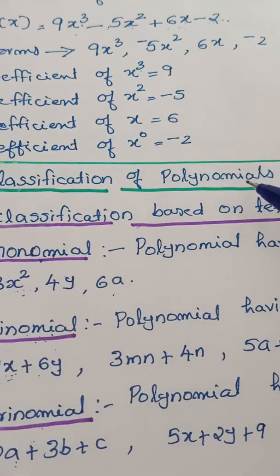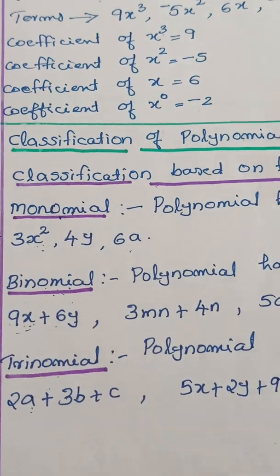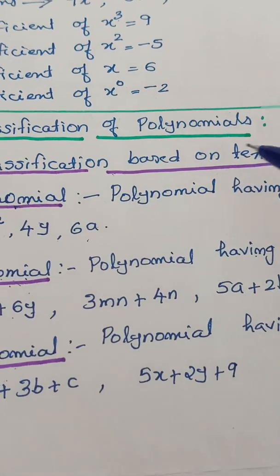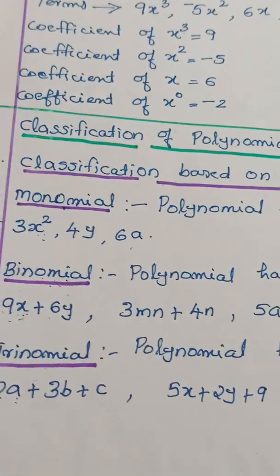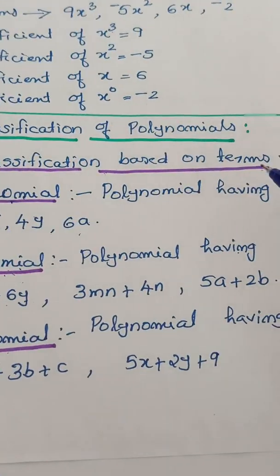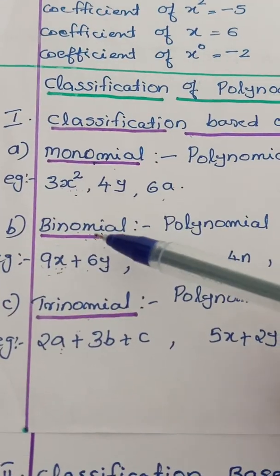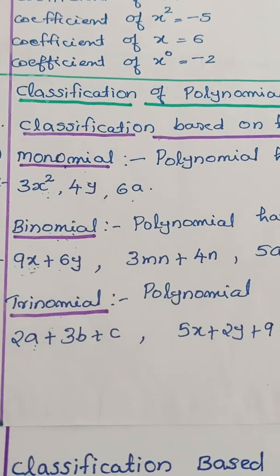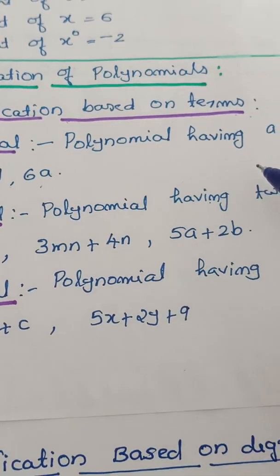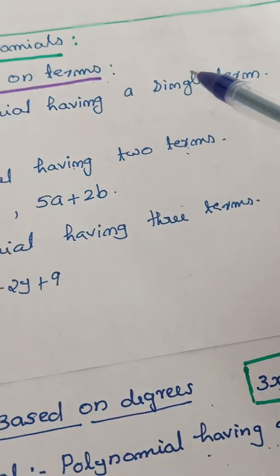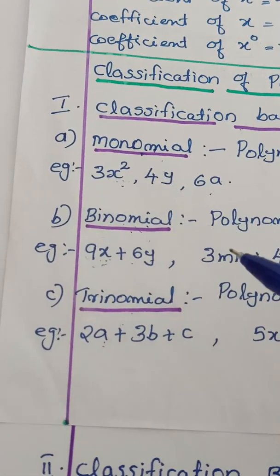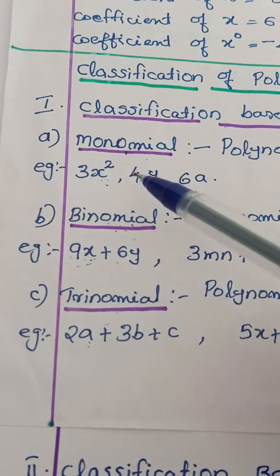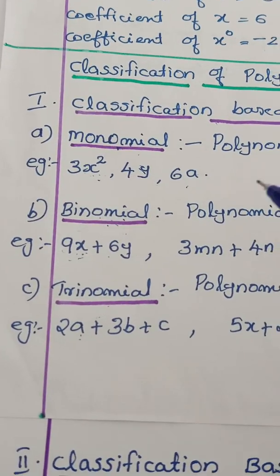Next, classification of polynomials. First one, classification based on terms. Second one, classification based on degrees. Classification based on terms: monomial, binomial, trinomial. Here, polynomial having a single term is called a monomial. For example, 3x squared, only one term. Second example, 4y, only one term, 6a.